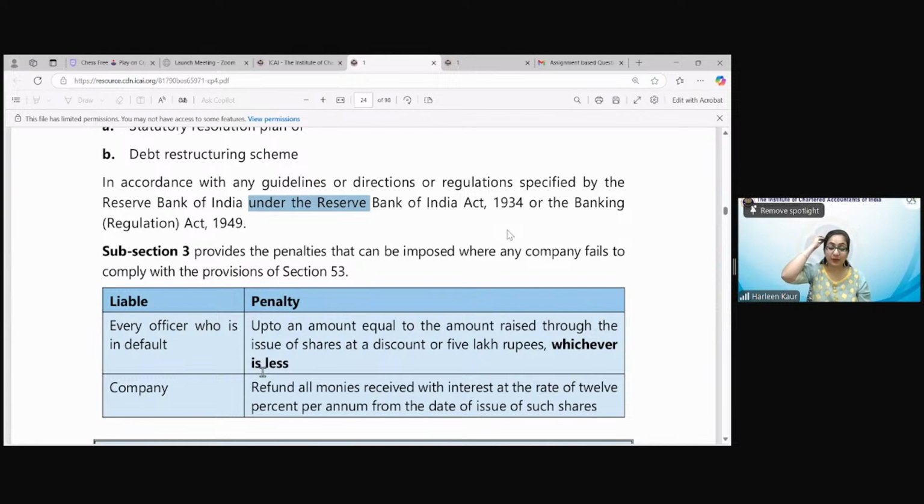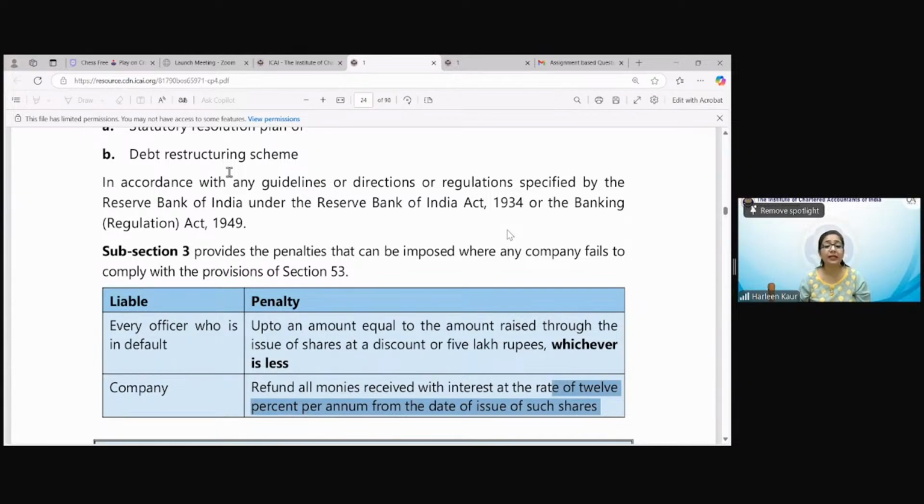And all the penalties will be pasted in your mind. Clear? So this is another important penalty. If you're issuing shares at a discount without debt restructuring and without being sweat equity shares, then the penalty is an amount equal to the amount raised by the issue of shares at a discount or 5 lakhs, whichever is less. And the company will have to refund all the money with interest at the rate of 12% per annum.